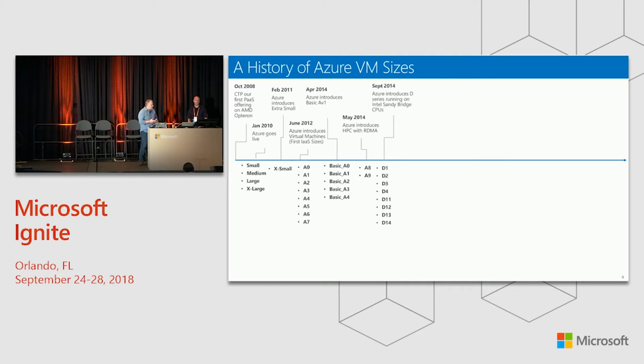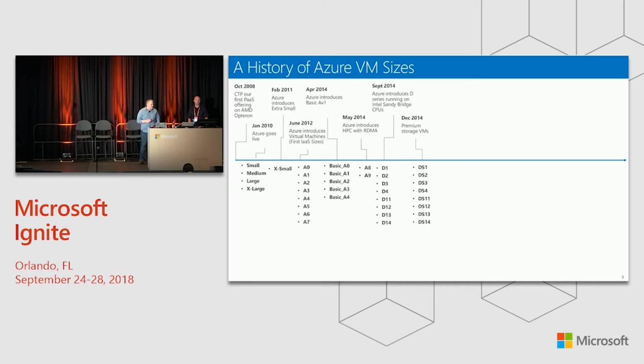Then we introduced the first set of sizes that we call the D series, and in fact, the D series exists today as kind of the workhorse VM. This is our general purpose focus of VM. This is the first set of VMs that used SSDs as the local storage on the machines. Now you see most of our sizes, there are a few exceptions after this, but most sizes continue to use SSD for local storage.